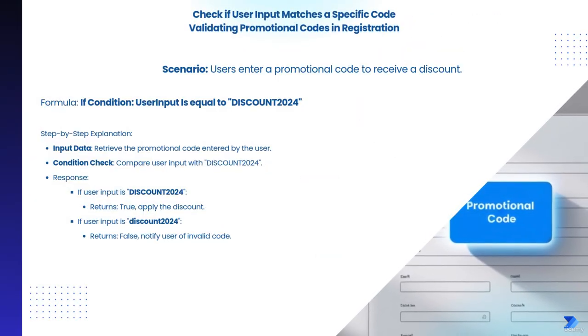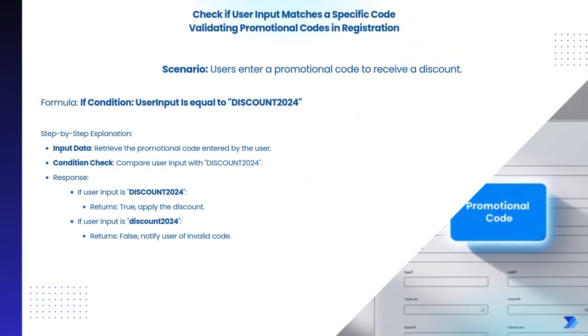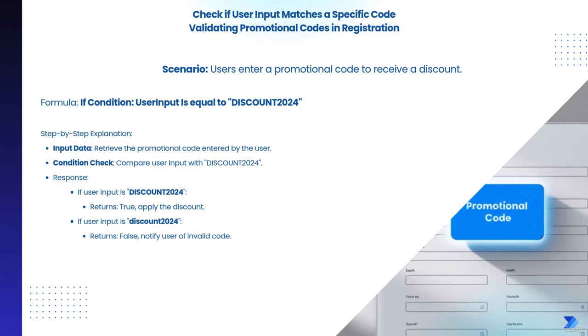Scenarios. Example 1. Check if user input matches a specific code. Scenario: in an online registration form, users are required to enter a promotional code to receive a discount. The system needs to verify whether the entered code matches the valid code. Formula: plain text. If condition: user input is equal to DISCOUNT2024.